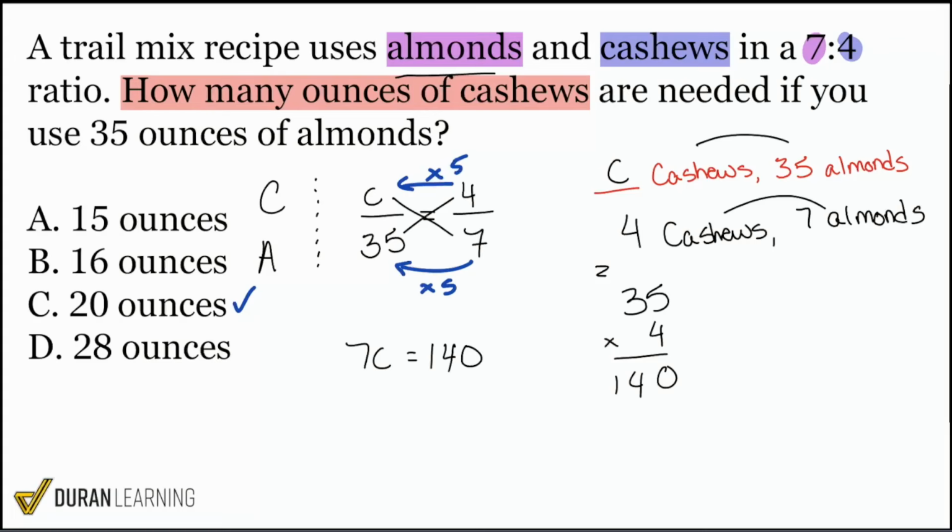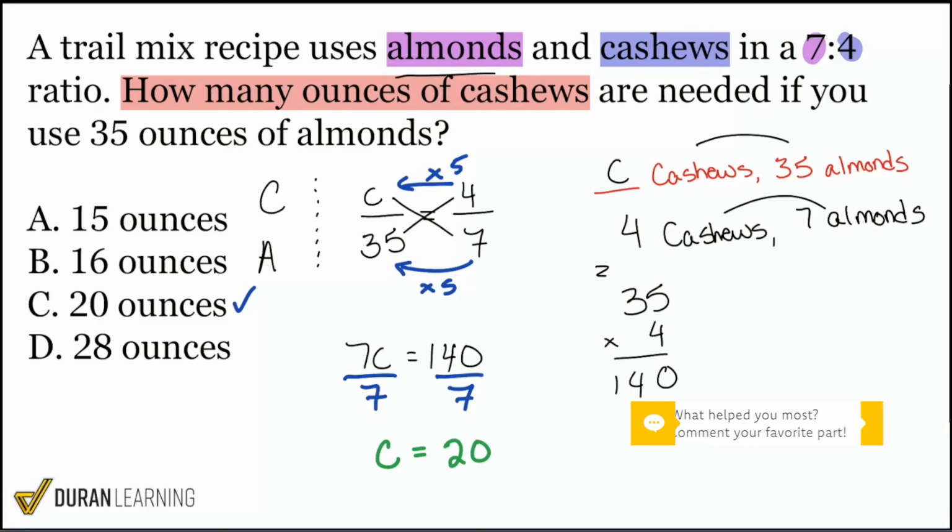And now all we have to do to finish this up is divide both sides by 7. There on the left, there on the right. 14 divided by 7 is 2. Bring that 0 along, and that is 20. So there we go. C equals 20 ounces. And so there we are. The correct answer here is answer choice C. And there we go, my party people. Hopefully that was a nice and straightforward one for us to comprehend.